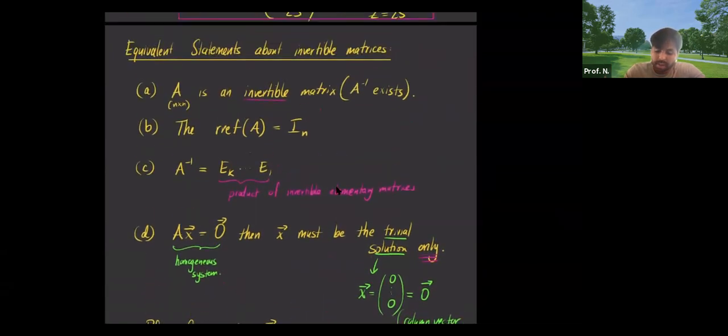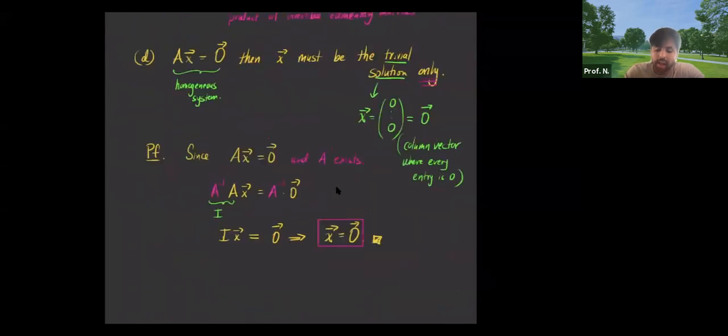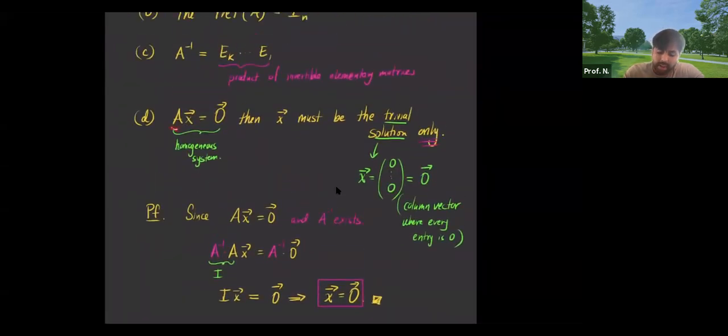So what I'm trying to say is that these are equivalent statements. Equivalent just means that they're the same. So if I say that A is an invertible matrix, I also mean that the row reduced echelon form of an invertible matrix is the identity. I also mean that the inverse matrix of A is a product of elementary invertible matrices. I also mean that if I have the matrix A in this matrix equation that represents a homogeneous system, then the solution can only be the trivial solution.